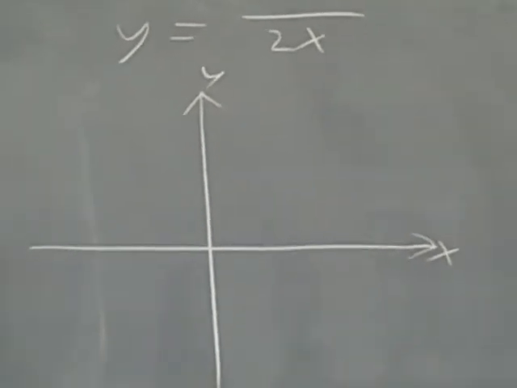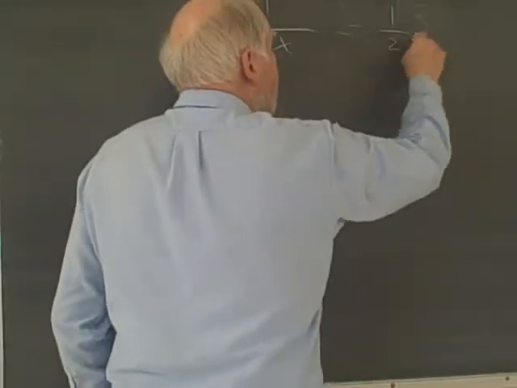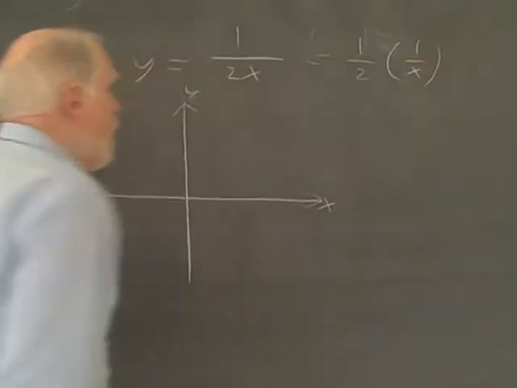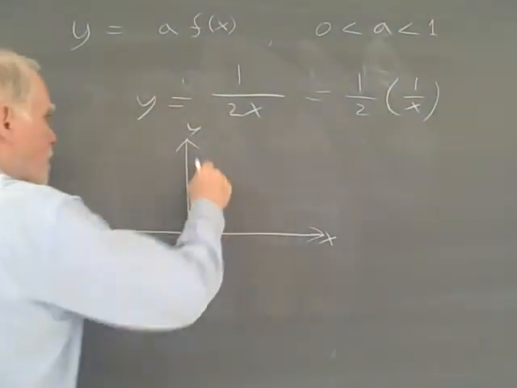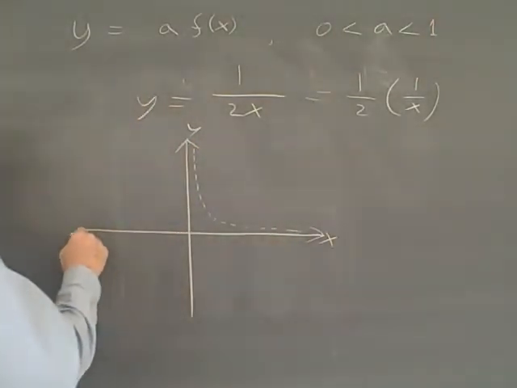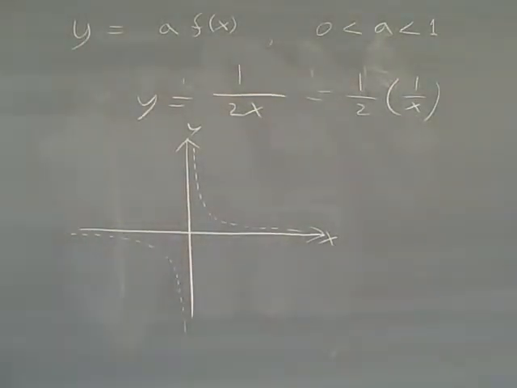Now over here, I'm going to look at 1 over x slightly differently. I'm going to look at it as really 1/2 times 1 over x. That is, my a is going to be between 0 and 1. And so the first thing I do, of course, is I graph my 1 over x. That's the first thing. Okay, there's roughly 1 over x.